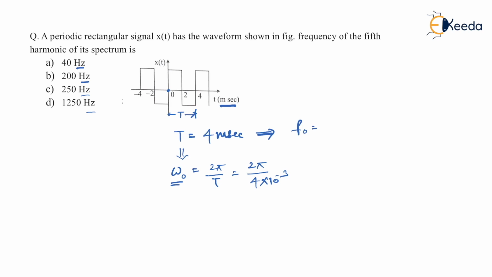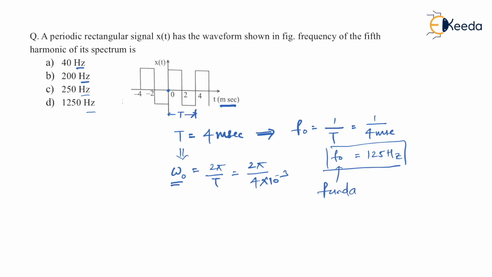We know that a simple relation: f naught is just the reciprocal of time, which is 1 by T, which is 1 upon 4 millisecond, which is going to give you 125 hertz. So the value of f naught is 125 hertz. And let me tell you, this is what we call the fundamental frequency. So we should not get this omega naught because it is not required. But again, the formula of omega naught was correct.